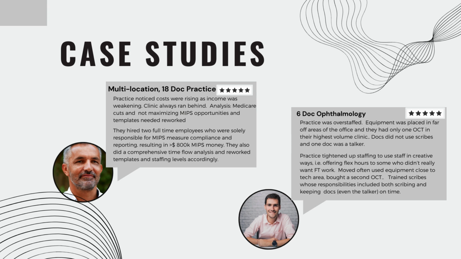The practice tightened up staffing by using some creative ways, such as offering flex hours to some people who didn't really want full-time work. This is a great way to keep your staff satisfied while also tightening up your staffing. They often used equipment closer to the tech area, and they bought a second OCT. They trained techs whose responsibilities included both scribing and keeping docs, even the talker, on time.